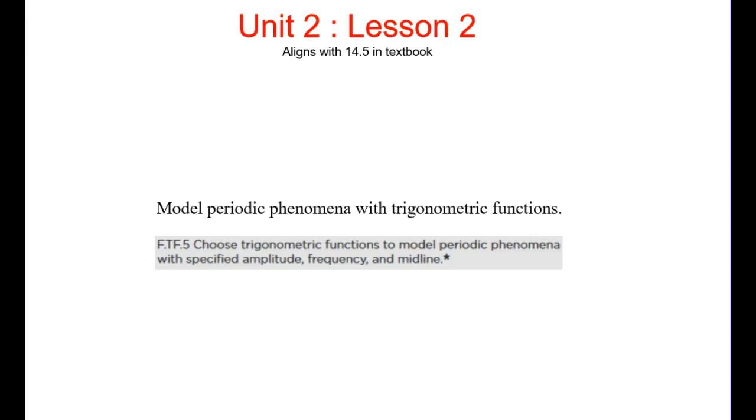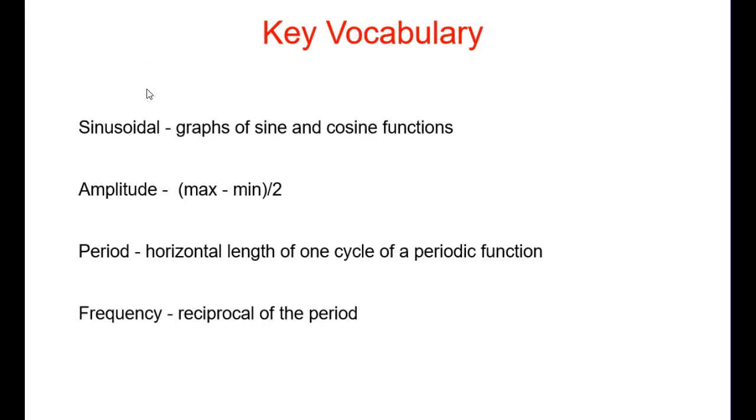Unit 2, Lesson 2. This lesson aligns with 14.5 in your textbooks. The one standard to discuss: choose trig functions to model periodic phenomena with specified amplitude, frequency, and midline. Some key vocabulary for this lesson.